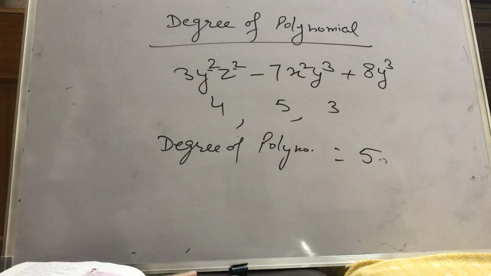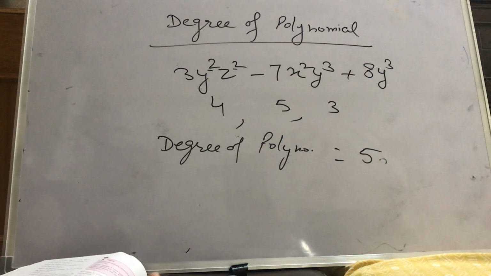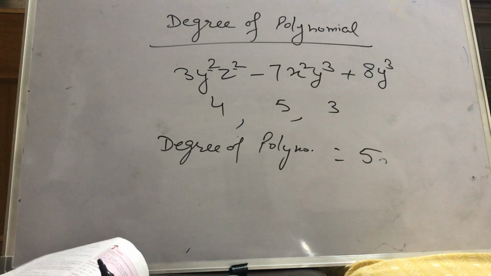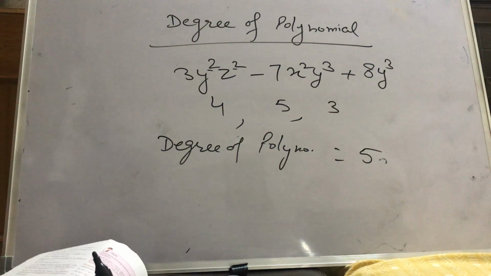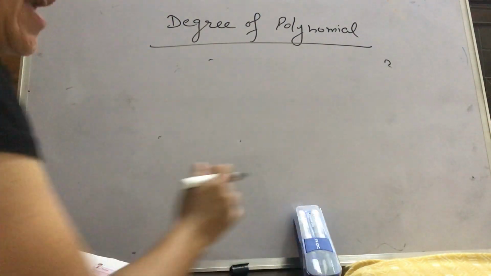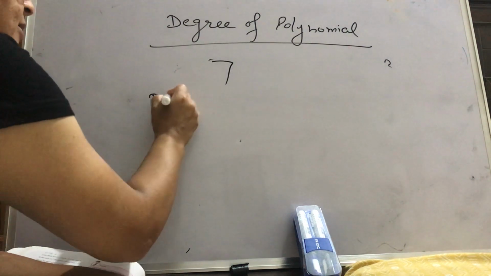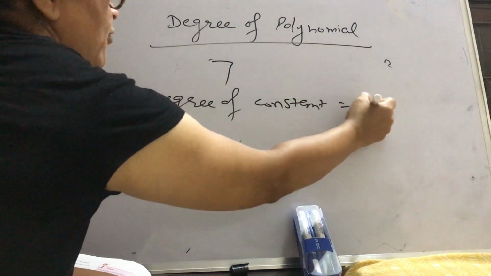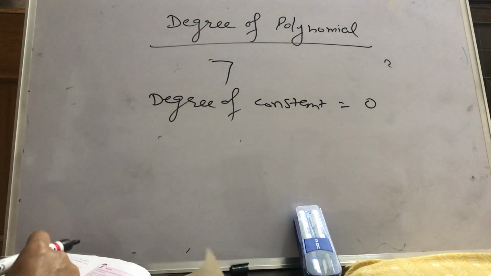The next thing for the degree is the constant term. The constant term does not have any variable, so it means it has the power 0. If I give you only a single term 7 and I ask the degree of this constant term, that will be always 0. So the degree of a constant term is always called 0.